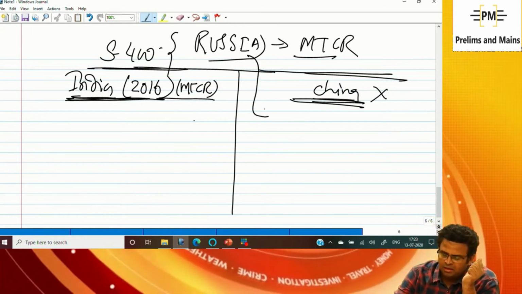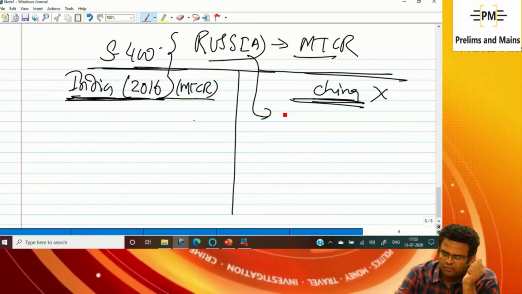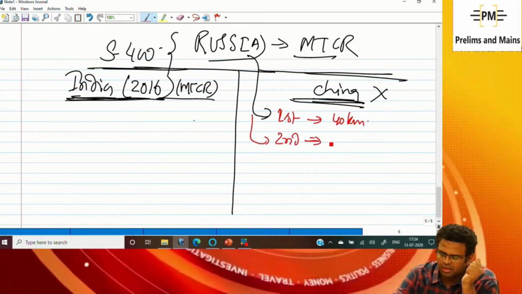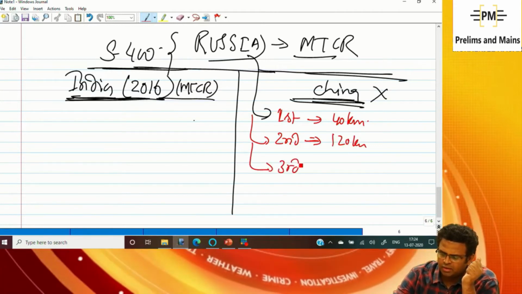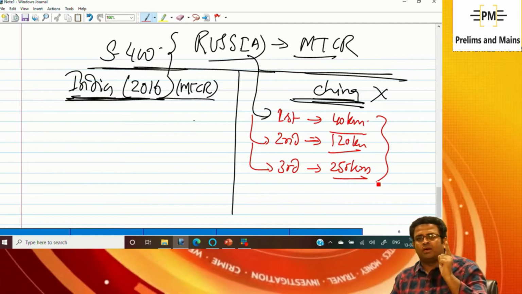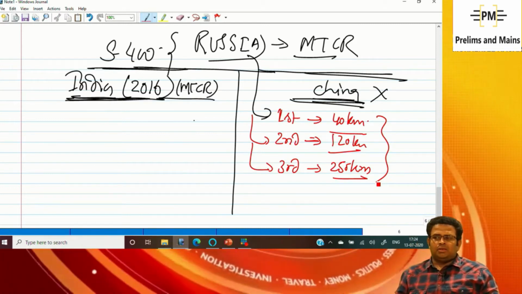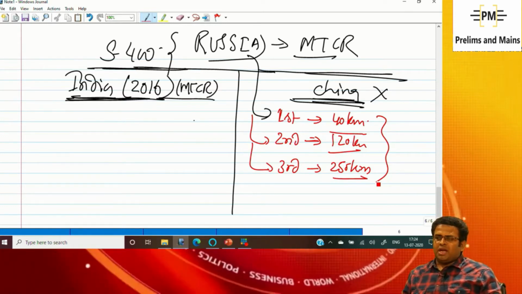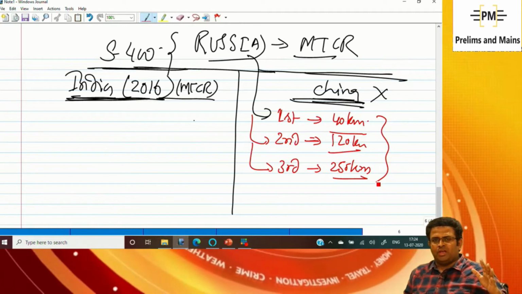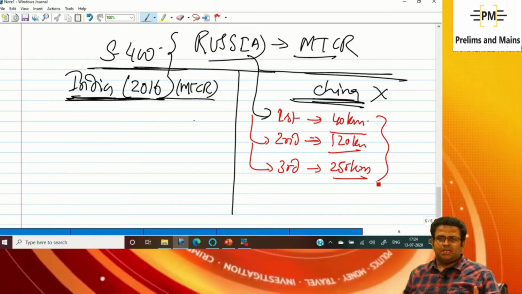So Russia has given one variant, the first variant of 40 kilometers, the second variant of 120 kilometers, and the third variant of 250 kilometers. It means China does not have the fourth variant of 400 kilometer range. So this is one of the side effects of China not being a member of MTCR. The MTCR countries never invited China to become a member, because all of the countries know how much credibility and how much faith they have. Even if it becomes a member, it will keep on breaking the rules, and so it will misuse the technology taken from Russia.